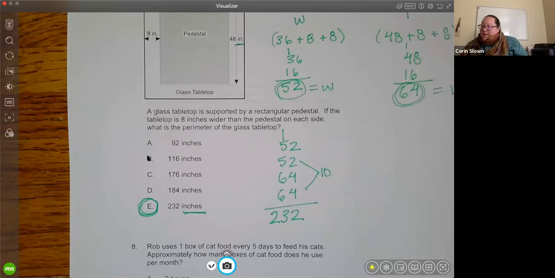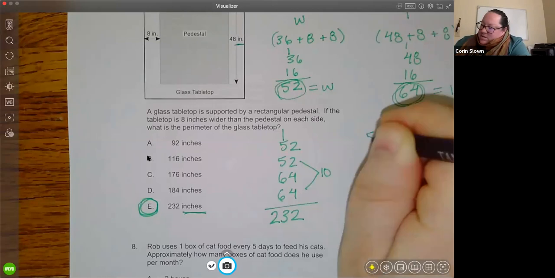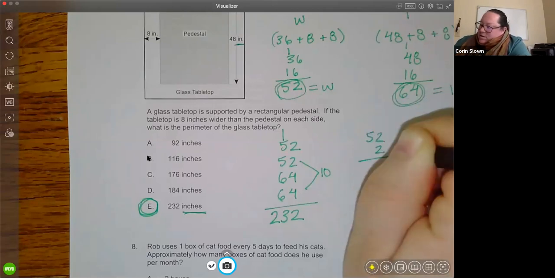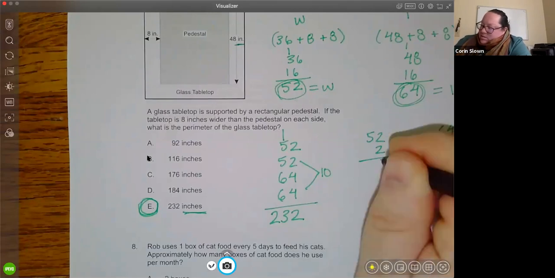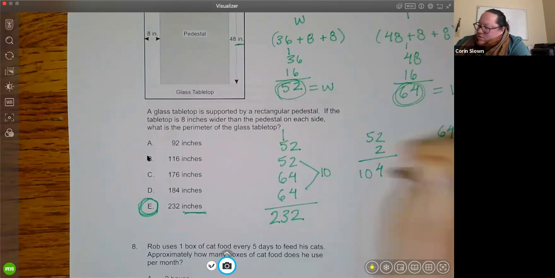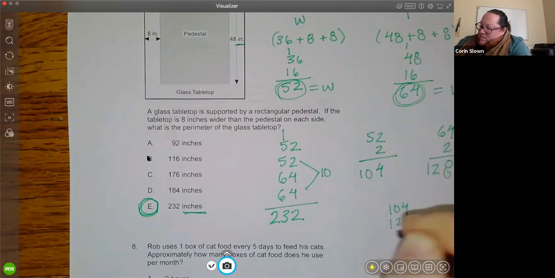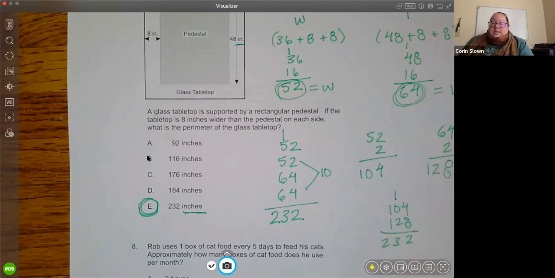And there are other ways. So maybe if you didn't feel comfortable with adding, you could multiply instead. So you could do 52 times 2, and you could do 64 times 2, and then add those together. So 104 and 128. So 104 plus 128, 2, carry the 1, 232, still gets me to the same answer. And so there are multiple ways that you could think about using arithmetic to be able to solve this type of problem.